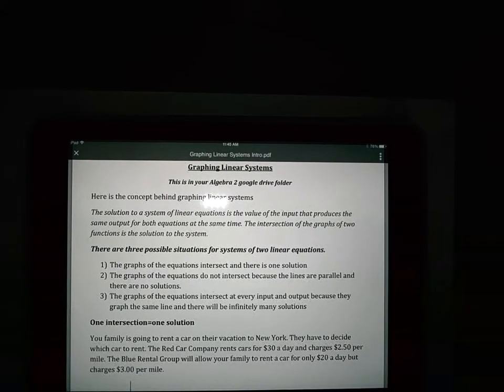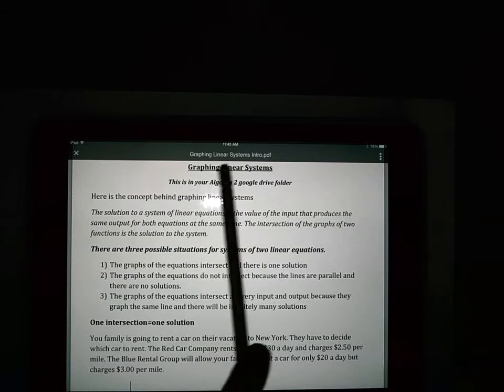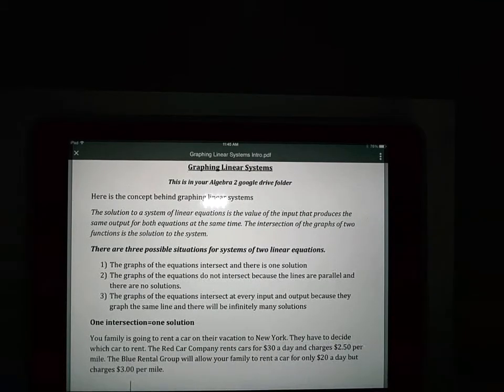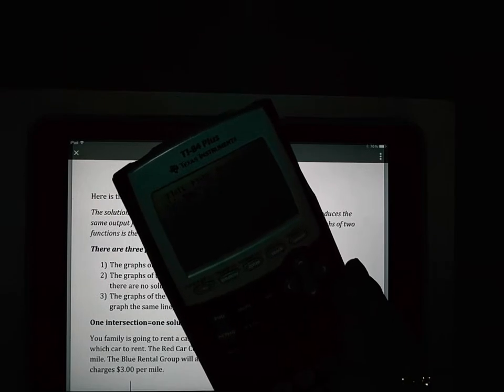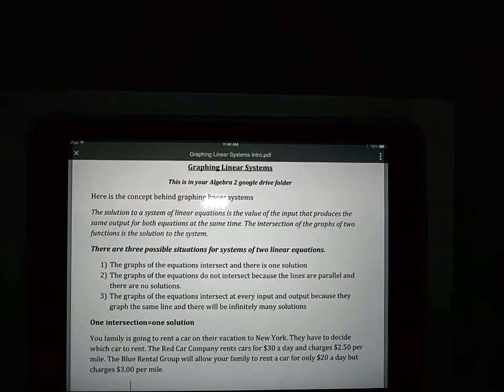During this video, I need you to go to Google Drive, your Algebra 2 folder, and make sure you have this Graphing Linear Systems Intro PDF, and also have your graphing calculator handy, so that later on I'm going to be giving you guys some examples of how to do your homework. All right. The other thing you're going to want to have is some blank white paper so that you can finish your homework on that.